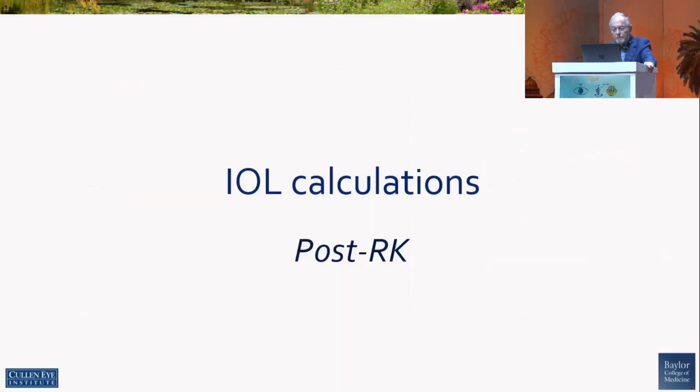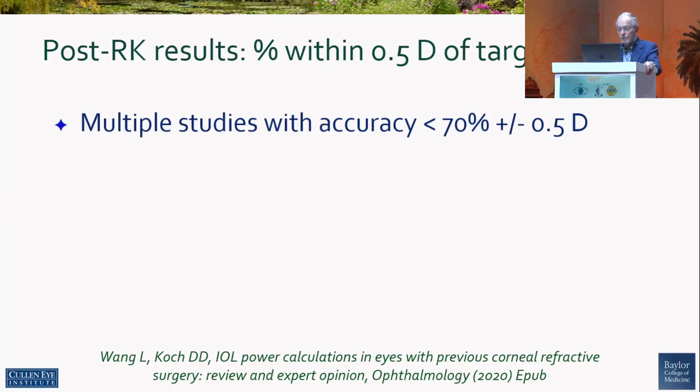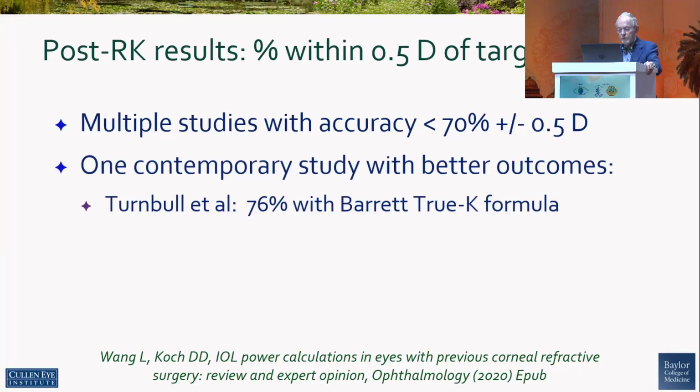Post-RK is even worse. I tell these patients, these are the most inaccurate eyes. And why is that? It's because when you measure the RK cornea, you can measure the anterior cornea, and of course there's a lot of variability, but the RK, radial keratotomy, really affects the posterior cornea in a very unpredictable way as well. And so most studies show accuracy of less than 70%. One study showed 76%, but much better than our experience.